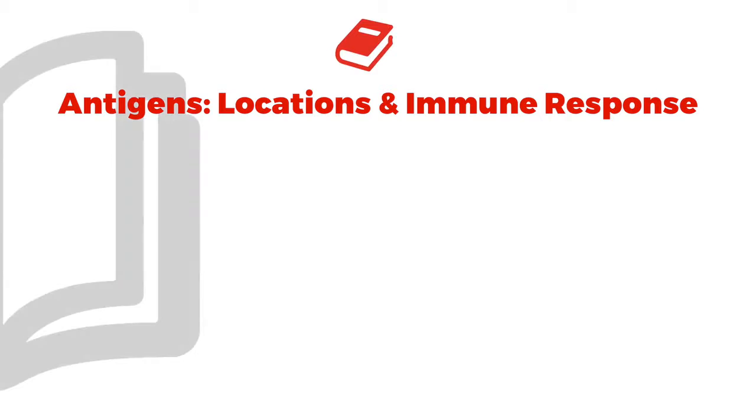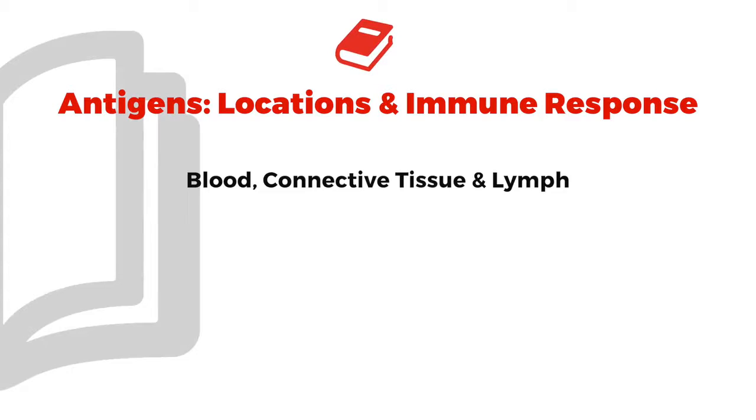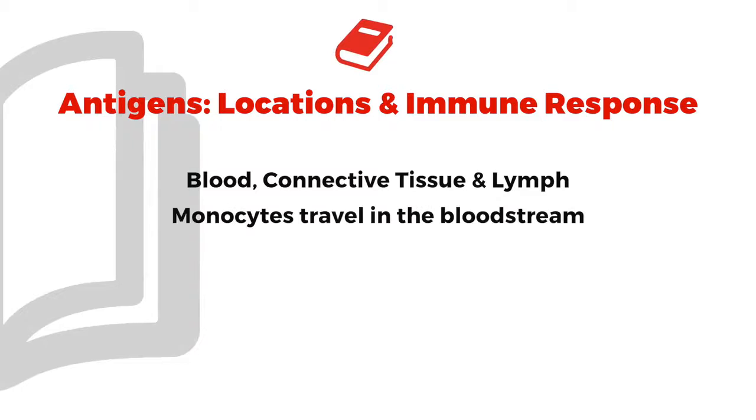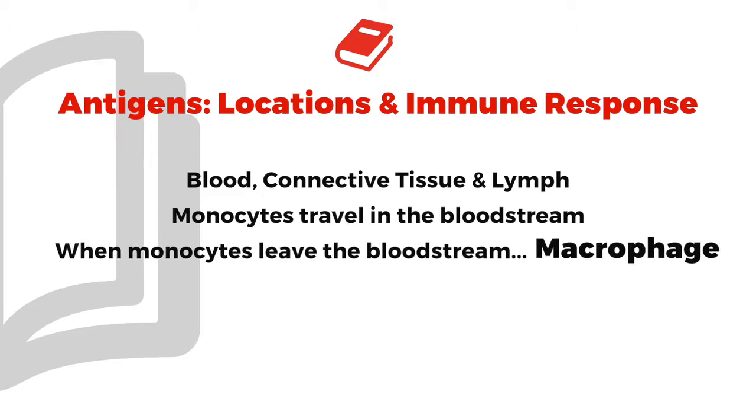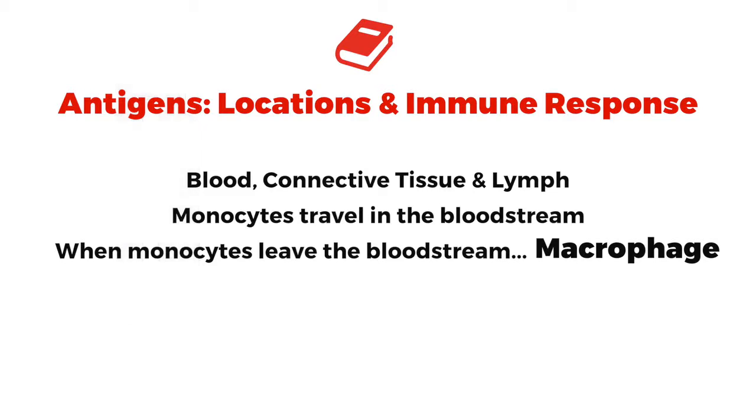Now, as you get into the next heading in our text, antigens, locations, and immune response, you're going to see the antigens are primarily found in 3 places: blood, connective tissue, and lymph. As you can see there in that first sentence, it says monocytes travel in the bloodstream, and then when they leave the bloodstream, what are monocytes called? When they're no longer in the blood, they're now called a macrophage. Yes, good. So let me show you a question that was on a past test pertaining to this topic.